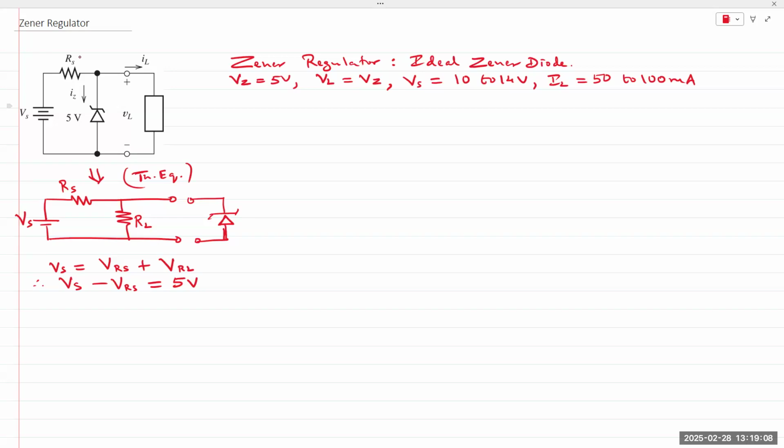Since RS is going to drop a certain voltage across it, it cannot go below a certain limit. It cannot exceed a certain limit. If your VS is 10 volts, what is your VRS? Your VRS cannot go more than 5 volts. Make sense?